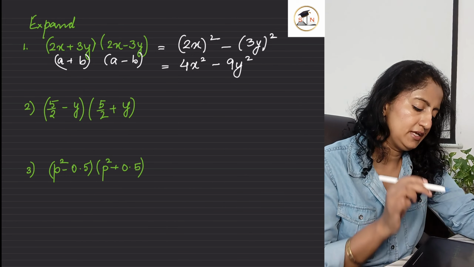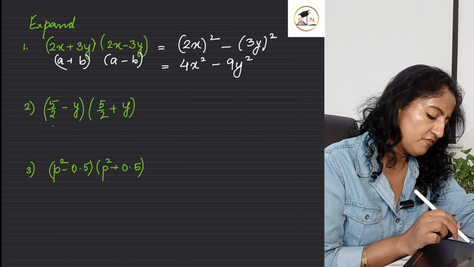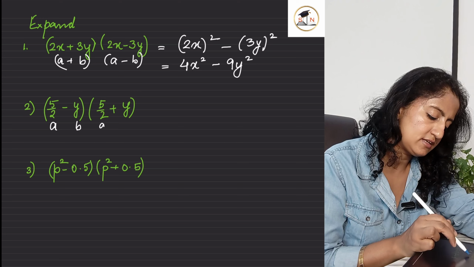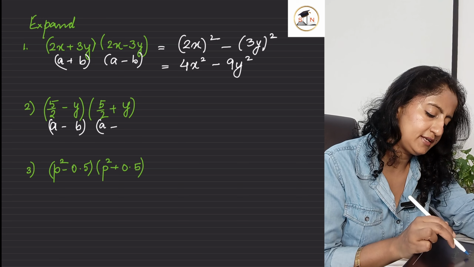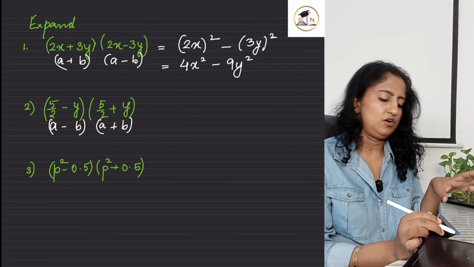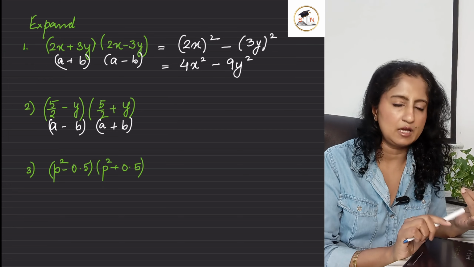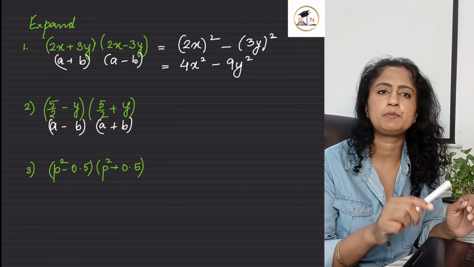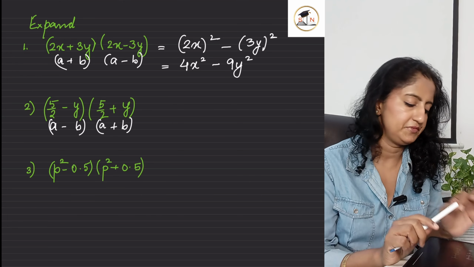It was easy, right? Now similarly the next one is also pretty easy, where we have 5 over 2 as our a and y as our b. So we have a minus b in the first bracket, and in the second bracket we have a plus b. Okay, over here since we are multiplying, it doesn't matter whether we are writing sum first multiplied with the difference or difference multiplied with sum. The answer is going to be absolutely the same, right?